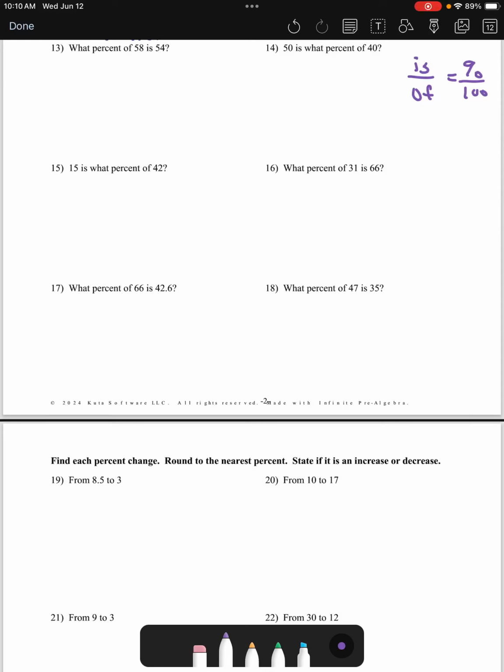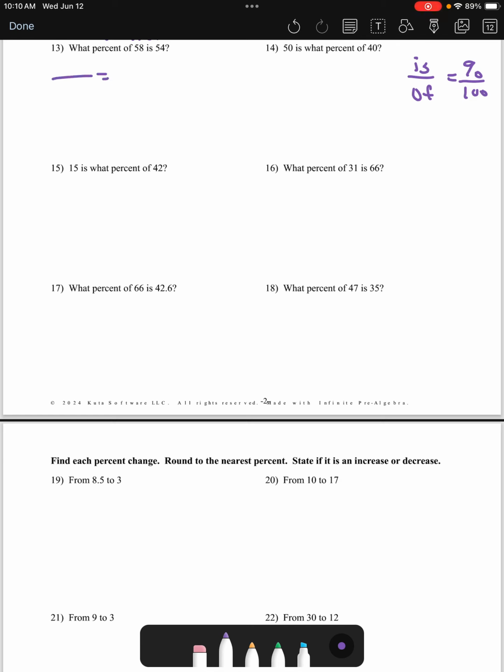Here we go again. Still working with our is over of equals percent over 100. On the first day, is was missing. On the second day, of was missing. Today, it's going to be percent. The 100 can never go missing. It's 100.